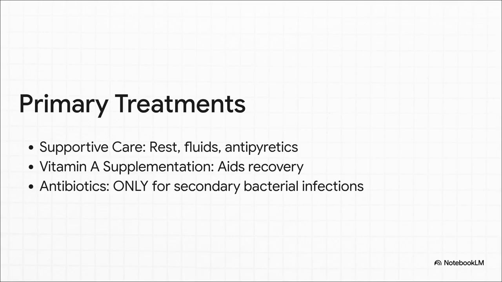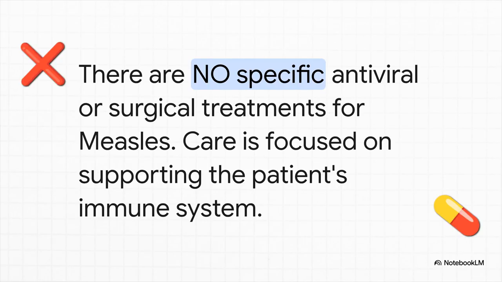That means rest, pushing fluids like crazy to stay hydrated, and using antipyretics to keep the fever manageable. Vitamin A supplements are also key. They've been shown to really help the immune response. And I'm going to say this loud and clear, antibiotics are only for secondary bacterial infections, not the measles virus itself. And let's just make this crystal clear so there's absolutely no confusion. There is no specific antiviral drug for measles. None. Our entire game plan is to support the body and manage any complications that pop up.